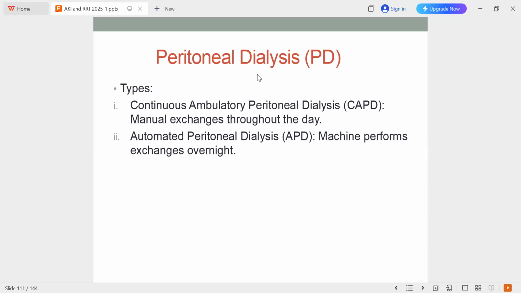So there are two types of peritoneal dialysis. We have the continuous ambulatory peritoneal dialysis, which requires manual exchanges throughout the day. And we have the automated peritoneal dialysis, where a machine performs exchanges overnight.